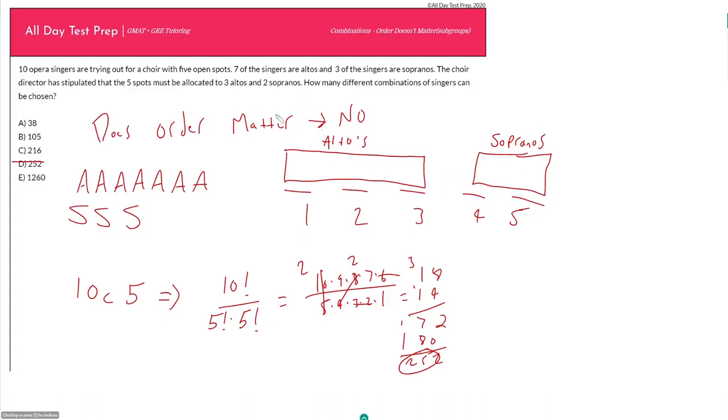So how many ways can I choose my altos? Well, you have 7 altos and we are choosing 3 of them. So that should just be 7 choose 3.